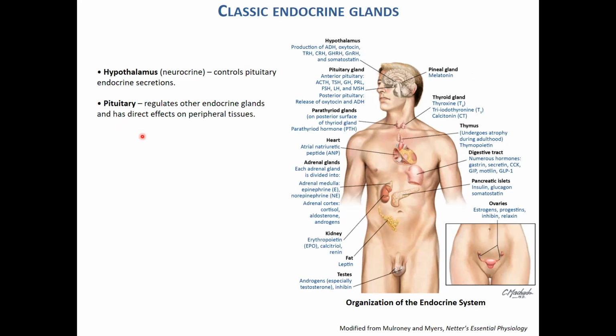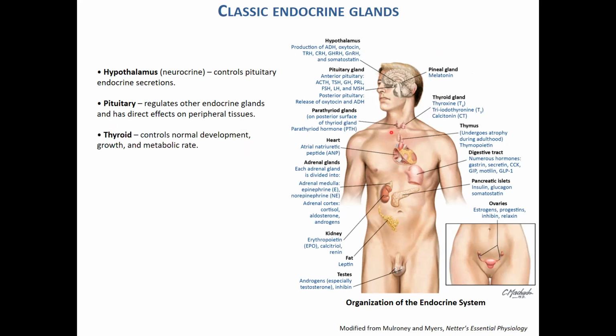Then there's the pituitary gland. The pituitary gland receives input from the hypothalamus, and it's going to release a second hormone. And that second hormone is going to affect different peripheral tissues and also the different endocrine glands. And we'll go through that in a little bit in the second lecture.